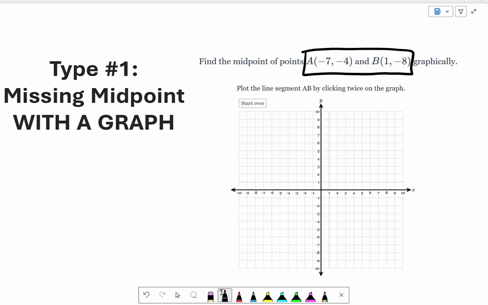So point A is negative 7, negative 4. Point B is positive 1, negative 8. Okay, now on Delta Math, because this will be on Delta Math, so we did this part, you have to create a rectangle.